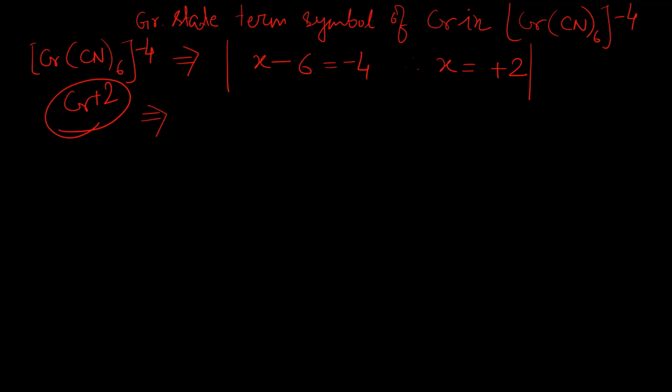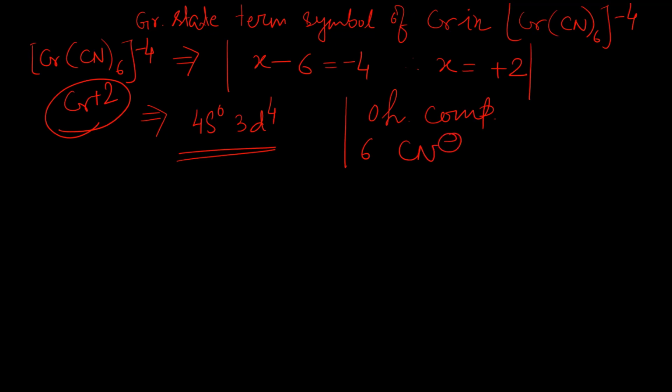So in chromium plus 2, what is the electronic configuration? That is 4s0 3d4. Now it is not as simple as the other cases. It is a bit different because chromium is present here in a complex. And what kind of complex is this? This is an octahedral complex where 6 cyanide ligands are present. Cyanide is a strong field ligand.